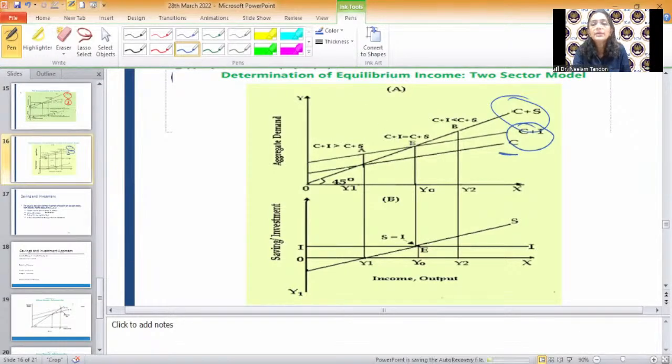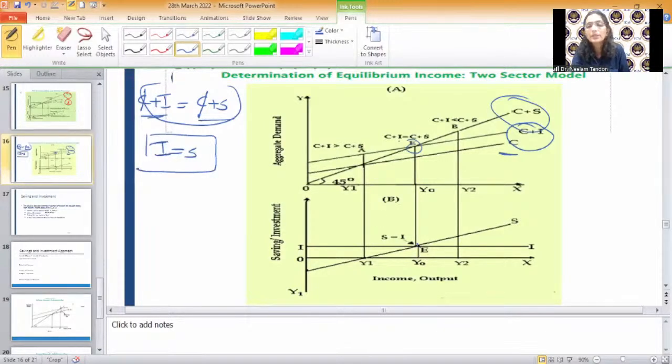So initially here at point E, consumption plus investments is equal to consumption plus savings. That means these two are equal. That means at the equilibrium level, consumption and investment demand is equal to consumption and savings. So this will cancel out. At equilibrium, investment should be equal to savings. And you can see here in the lower panel at equilibrium, investments are equal to savings.